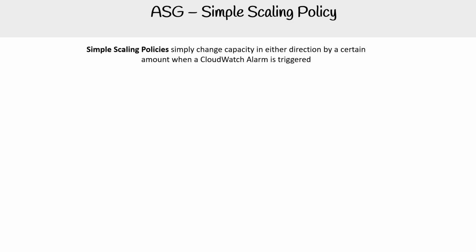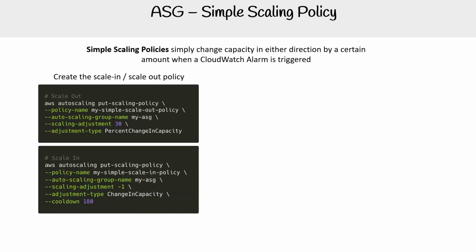So simple scaling policies simply change capacity in either direction by a certain amount when a CloudWatch alarm is triggered. So here's an example of creating a scale in and a scale out policy, which you'd have to create both for each direction. And the idea is that we are looking at how this is working.